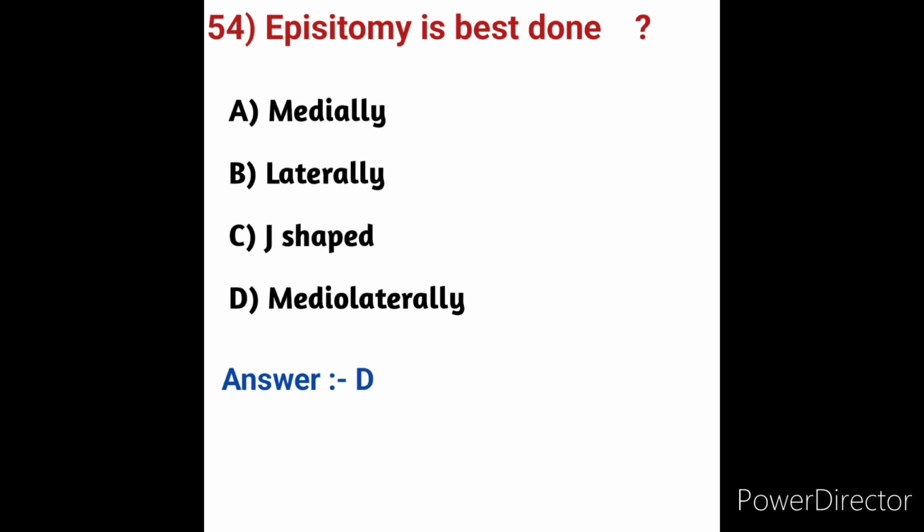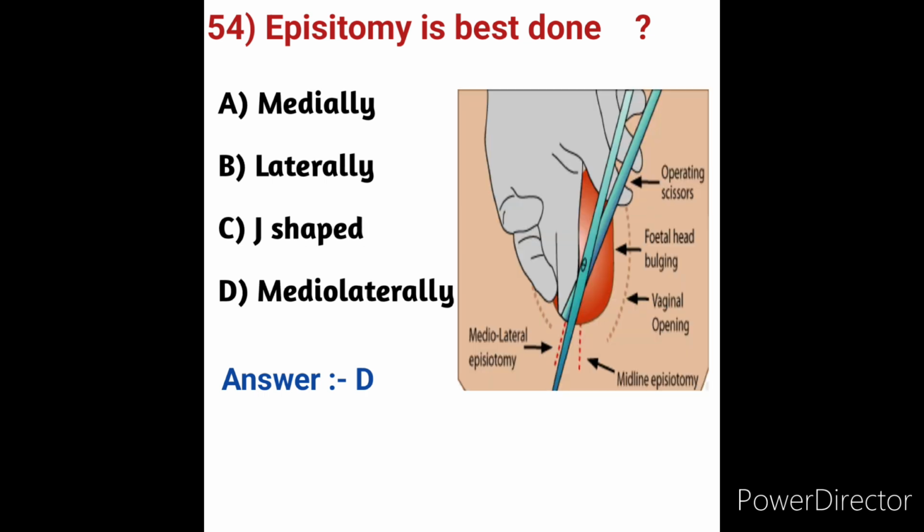Option D. What is episiotomy? Episiotomy is a surgical incision of the perineum and posterior vaginal wall. In a mediolateral episiotomy, the incision is made at an angle, so it is less likely to result in an extended tear into the anal area. So episiotomy is best done mediolaterally. Here in this picture we can see mediolateral episiotomy on the right. Okay friends, episiotomy mediolaterally we are seeing in this picture.